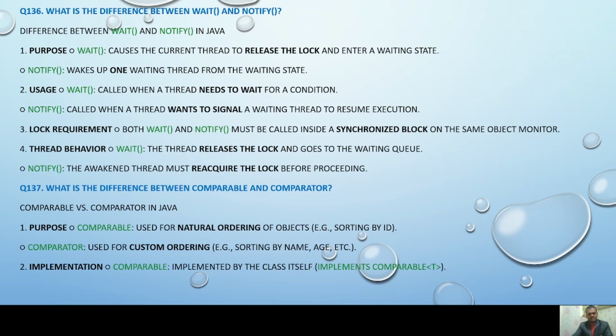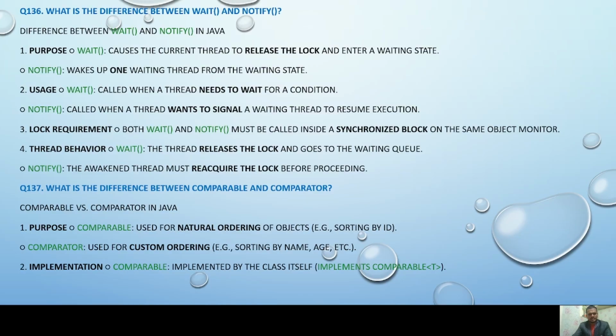What is the difference between Comparable and Comparator? Comparable versus Comparator in Java. Purpose: Comparable is used for natural ordering of objects, that is sorting by ID. Comparator is used for custom ordering, that is sorting by name, age, etc.